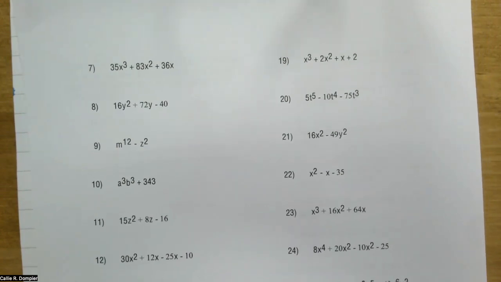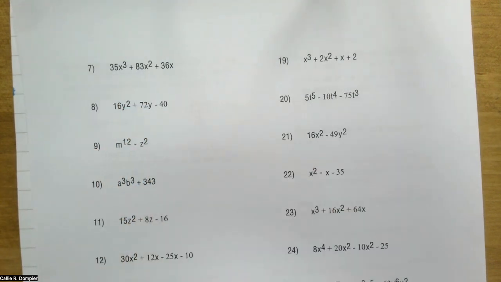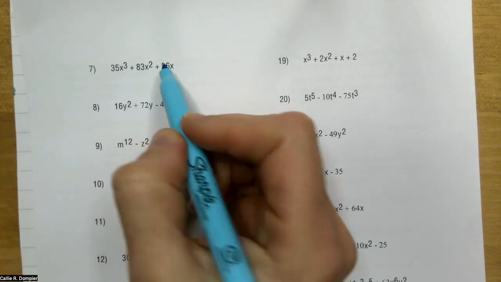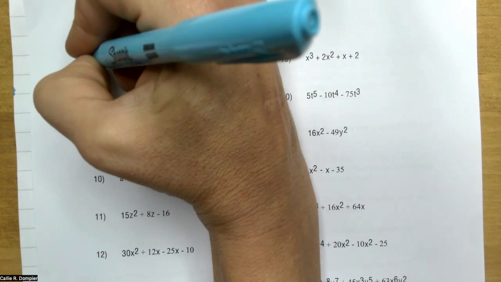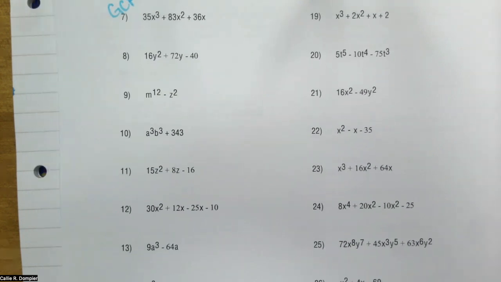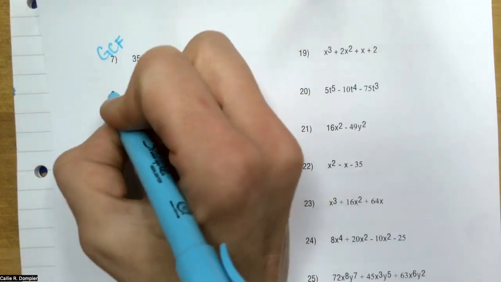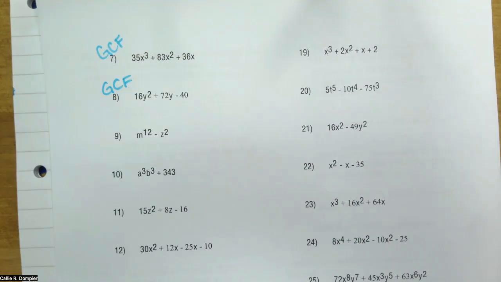We have number 7, 35x cubed plus 83x squared plus 36x. I don't know about 83, right? That's a pretty big number. I can't off the top of my head think of any numbers that I can divide it by, but I see that all three have the variable x. So I'm going to say they have the greatest common factor of at least x. I can factor out at least x, okay? Number 8, 16y squared plus 72y minus 40. No common variable, but those are all even numbers. 16 is even, 72 is even, and 40 is even. So I can at least factor out a 2.